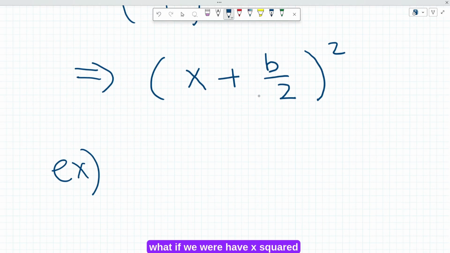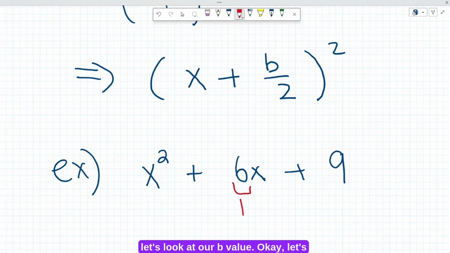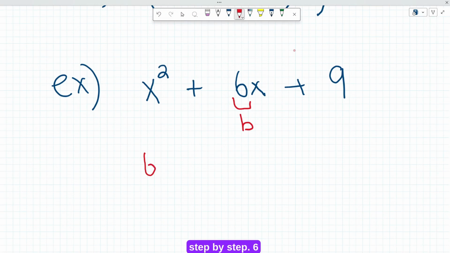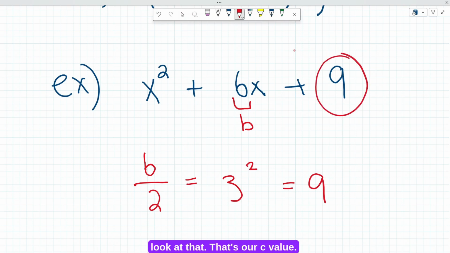Okay, what if we were to have x squared plus 6x plus 9? The first thing we need to do is determine whether this is a perfect square trinomial or not. So let's look at our b value. Okay, let's go step by step. 6 divided by 2 equals 3. 3 squared equals 9. And look at that, that's our c value. That tells us that this is a perfect square trinomial.